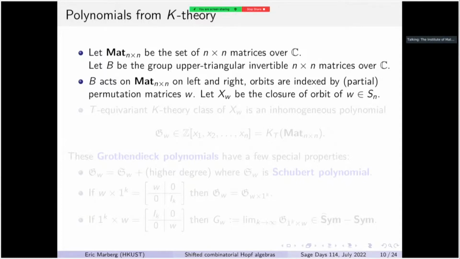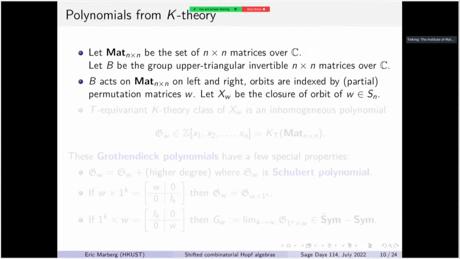A very pleasant exercise in Gaussian elimination is to see that the orbits of this two-sided action are indexed by partial permutation matrices. You can cancel everything and end up with a matrix with only entries 0 and 1, and at most one non-zero entry in each row and column. Just for simplicity, I'm going to restrict to the orbits indexed by full rank permutations, ignoring the partial permutation part. We take that orbit and then take its closure, and I'm going to call that X_W. This is some kind of matrix Schubert variety.